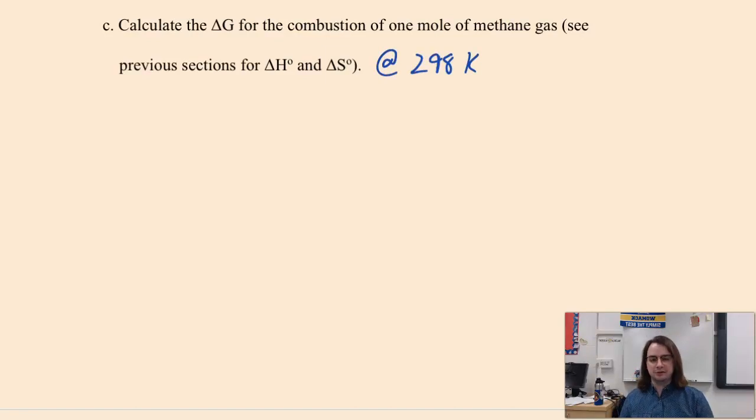Most of the problems that we do in this class are going to be at 298 Kelvin. Maybe we might not be at 298 Kelvin, but most of the time, if not stated, you could just assume that that's the temperature that we're at. So go ahead and see if you can calculate delta G using the above equation and the numbers that you found before. Come on back when you're done.